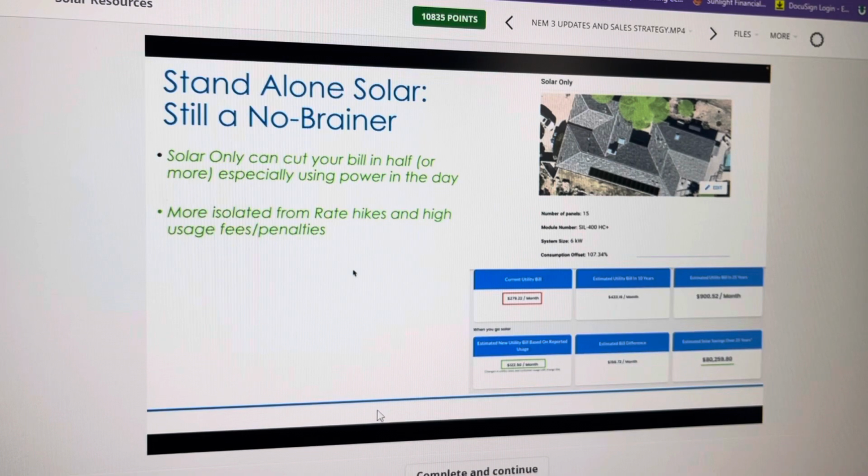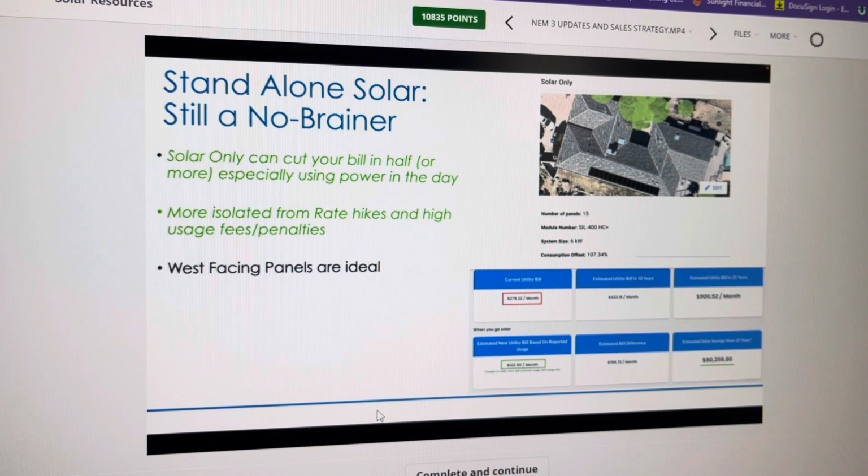And there's a lot of benefit. Mr. Customer, you're now going to be more isolated and protected from all the rate hikes and the high usage fees and penalties, like the conservation incentive adjustment. You're now going to be a lower user in their eyes. You're not going to get penalized as much.